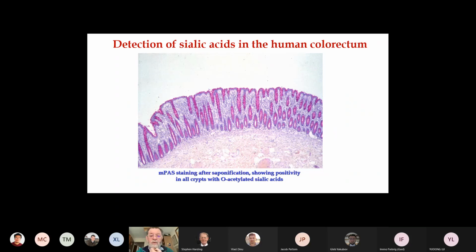There we are. That's good. This stains up all of the goblet cells, the sialic acid in the goblet cells in the whole of the mucosa. So we can see that quite nicely. So next slide, please.